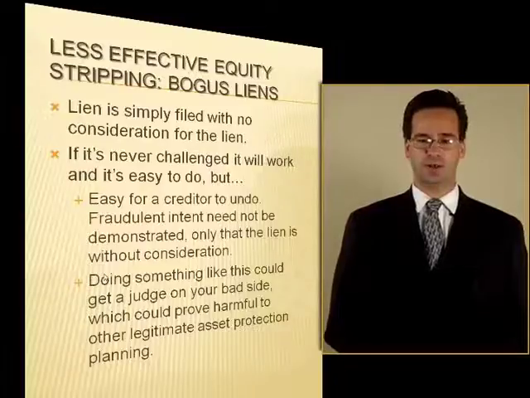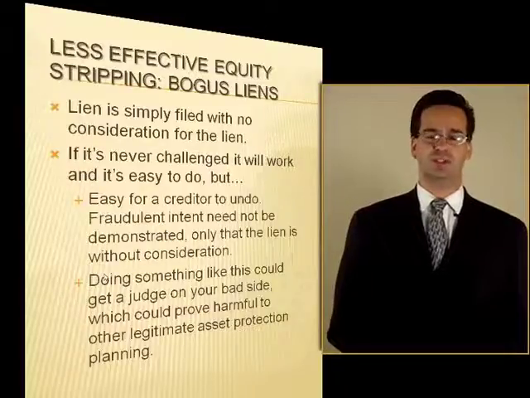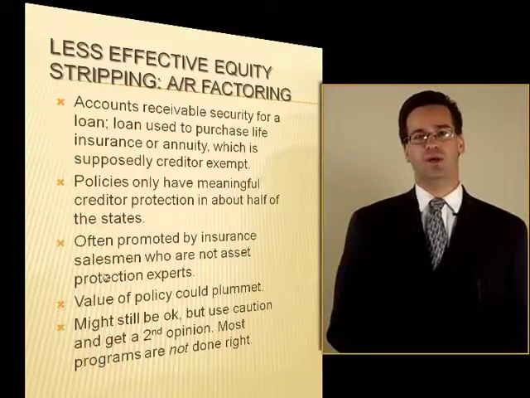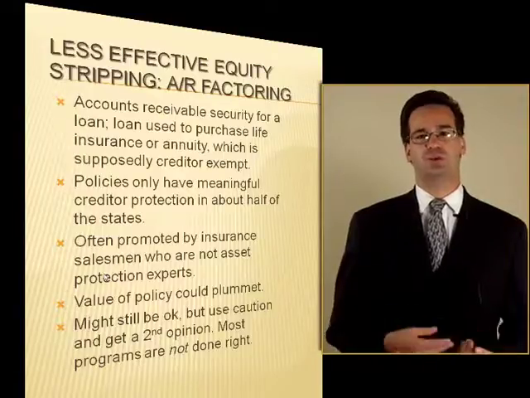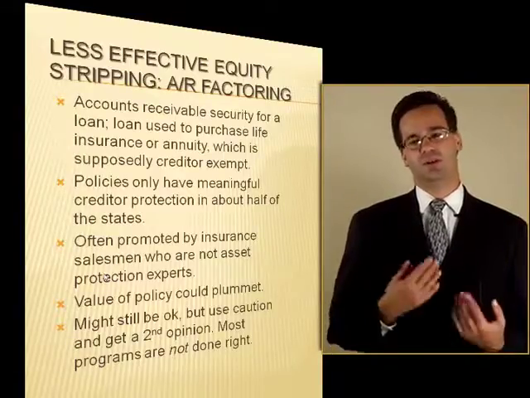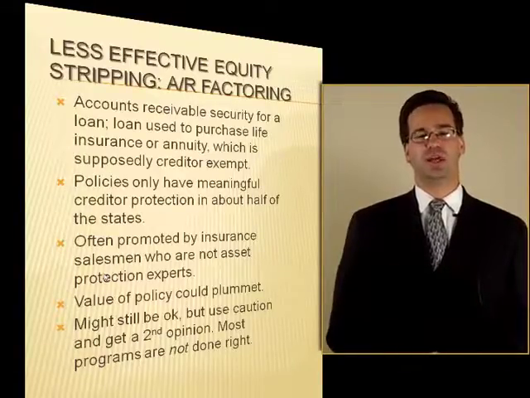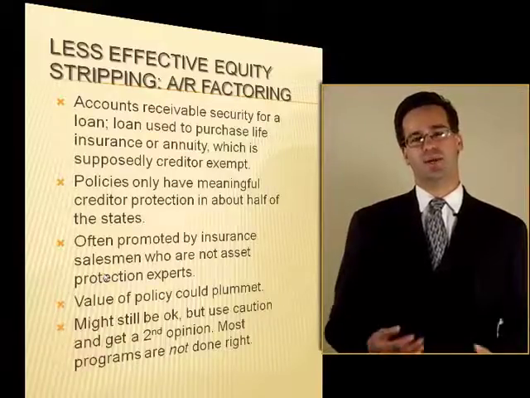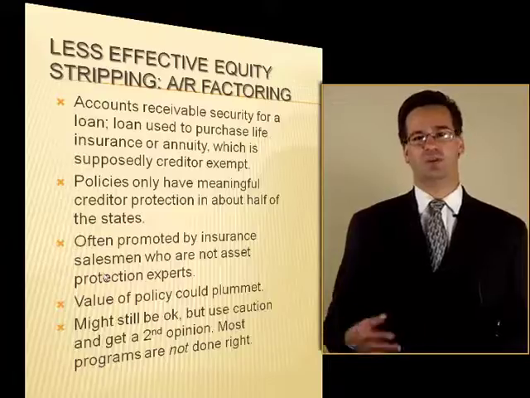There is a program that some insurance and asset protection specialists push. It's called accounts receivable factoring. What happens is a third party loans you some money. They put a lien on your accounts receivable to secure that debt. And then you're supposed to take that money and invest it in an annuity or life insurance.